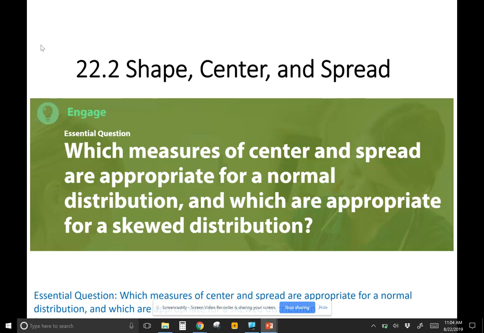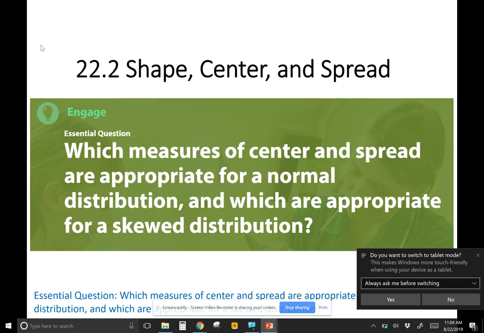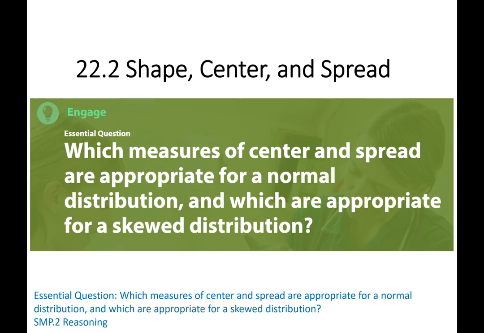All right, so we are going to be working on our next section. This is about the shape, center, and spread. And here's our essential question: which measures of center and spread are appropriate for a normal distribution, and which are appropriate for a skewed distribution? Okay, so here we go.